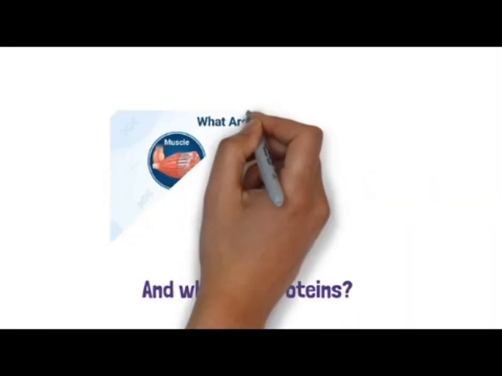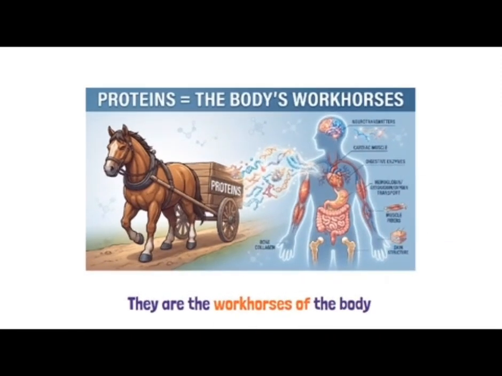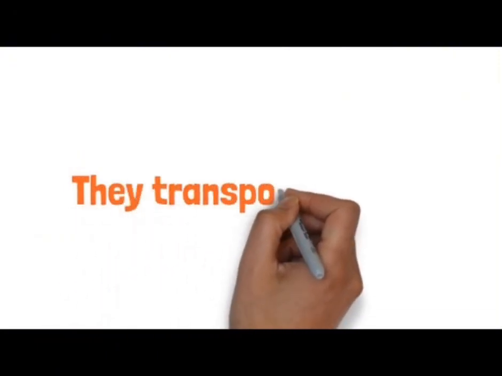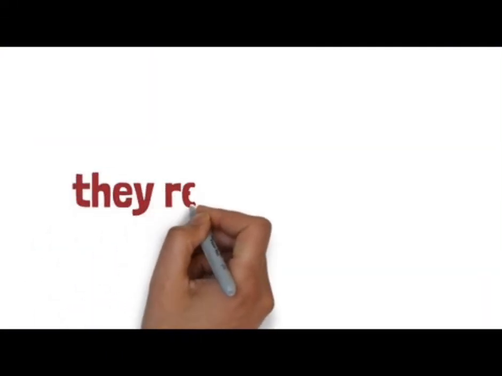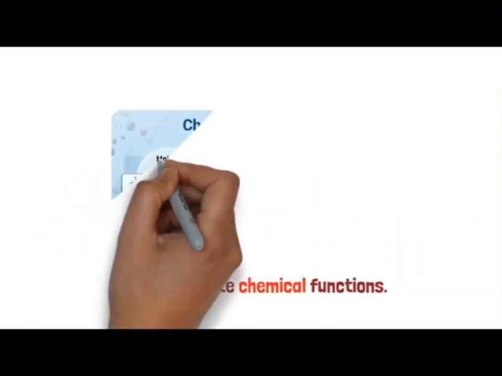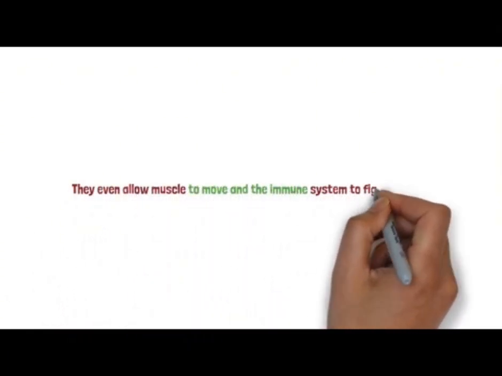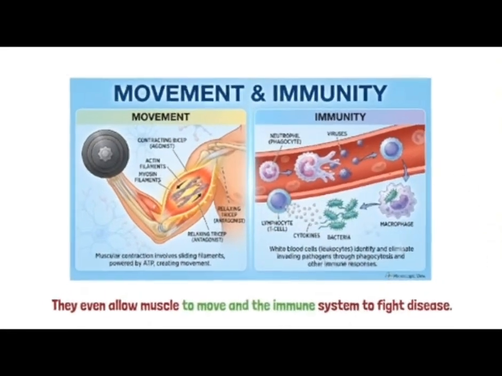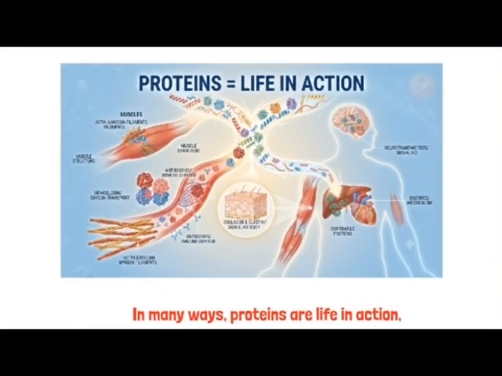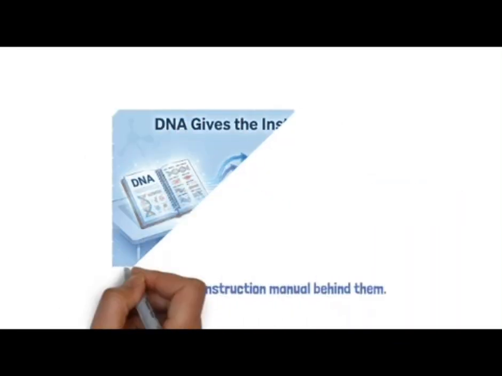And what are proteins? They are the workhorses of the body. Proteins build tissue. They transport oxygen. They repair damage. They regulate chemical functions. They even allow muscle to move and the immune system to fight disease. In many ways, proteins are life in action, and DNA is the instruction manual behind them.